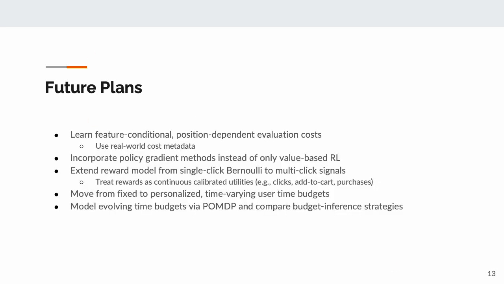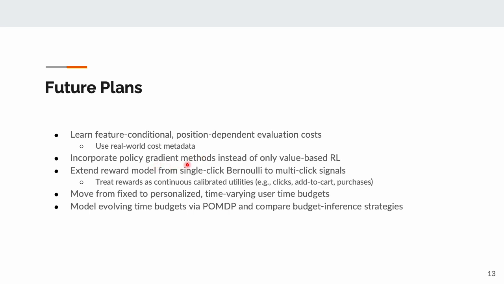Coming to the future plans, here is a list of future research directions that we plan to explore. Instead of sampling the item evaluation costs independently, we can assume the cost to be a learnable parameter, depending on the position and the feature of the items. The best would be to use some real-world dataset from which we can infer some notion of the evaluation cost of these items.